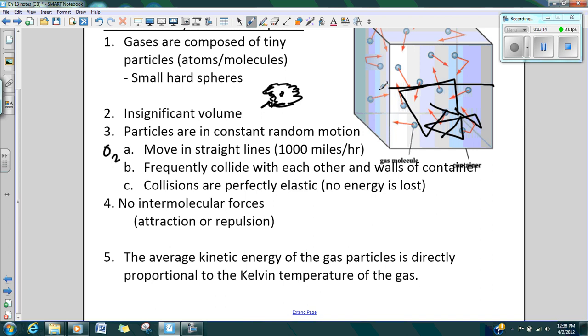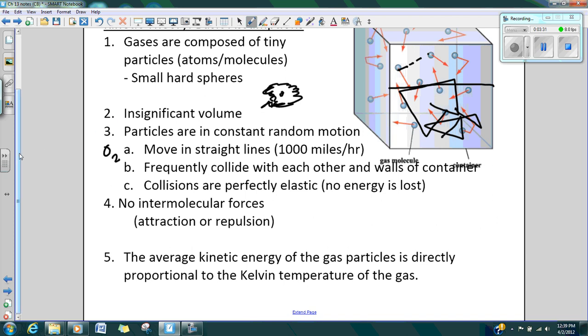The other thing you need to see is that there is no attractions. You're not seeing any dotted lines in here between any of the molecules. We are saying that there's no attraction or repulsion between any of these gases. They're just moving along and zipping along until they collide with someone else and like, okay, I'll move in another direction.